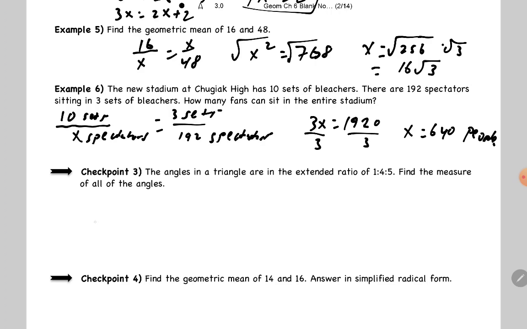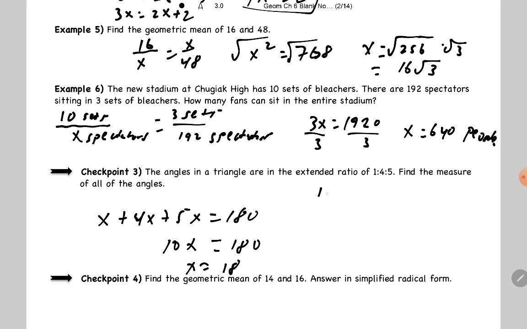This is just going to be x plus 4x plus 5x equals 180. So I get 10x equals 180, so x equals 18. So one angle is 18 degrees, another angle is 4 times 18, which is 72 degrees, and the last angle is 5 times 18, which is 90 degrees.